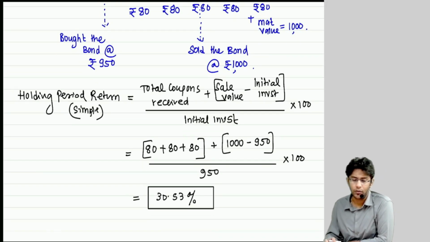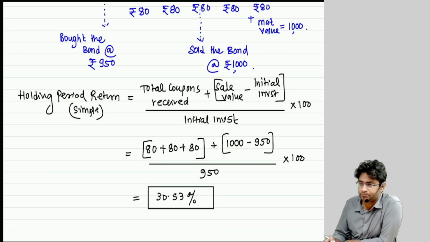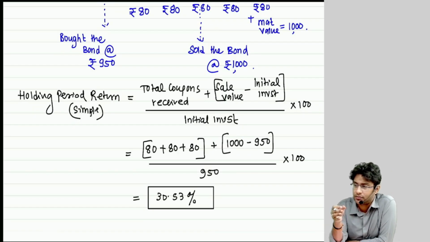This is your holding period return answer. Tell me one small thing. This 30.53% is for all 3 years put together, not for only 1 year. 3 years combined or per annum? Combined. How do you know that?